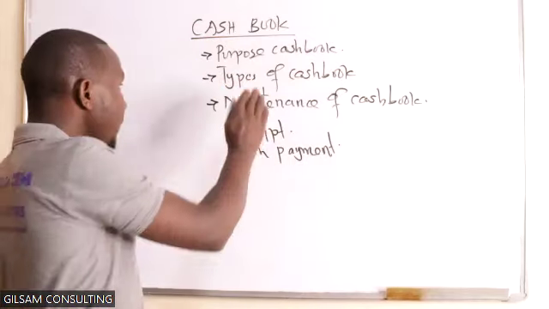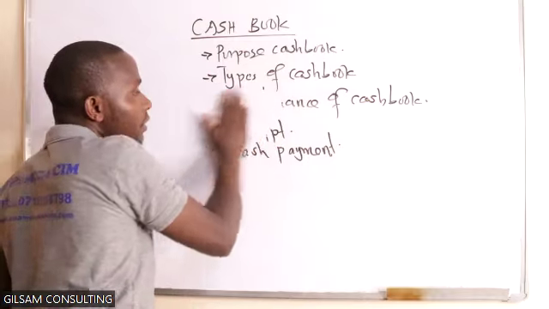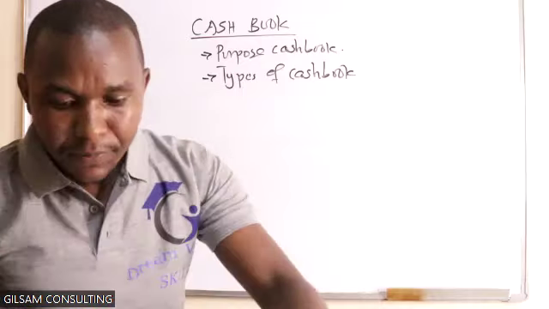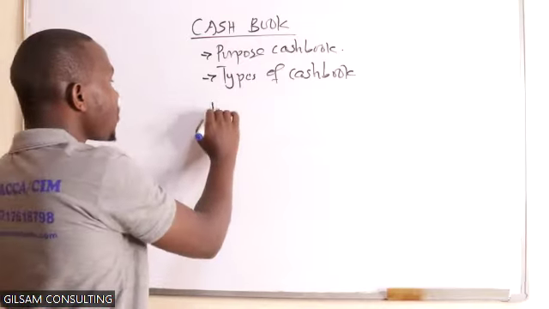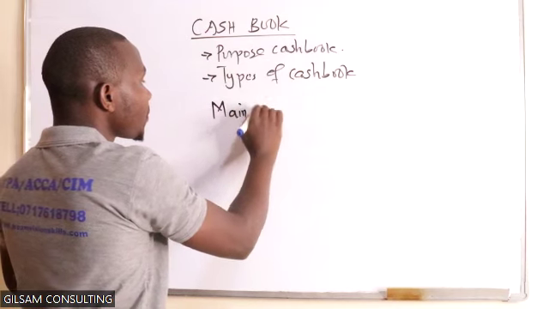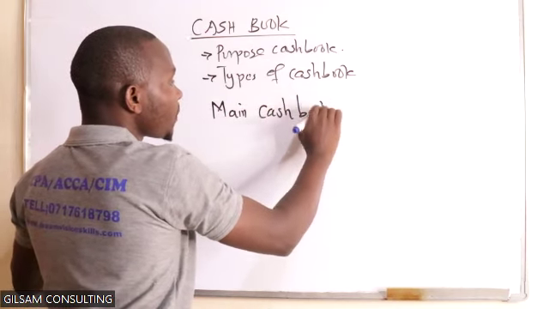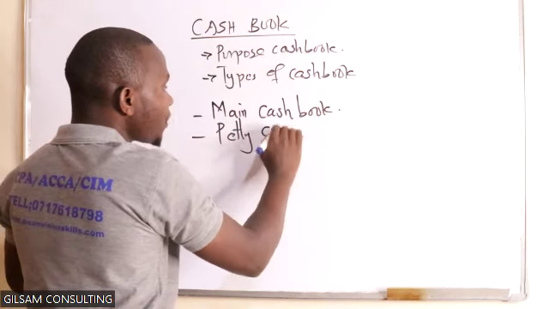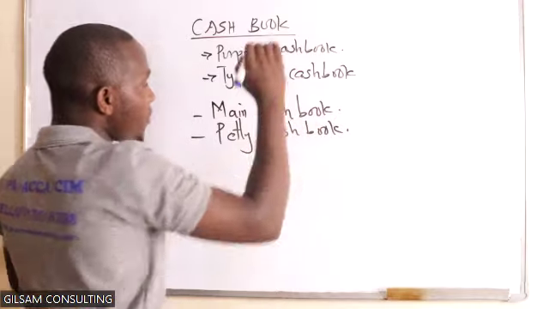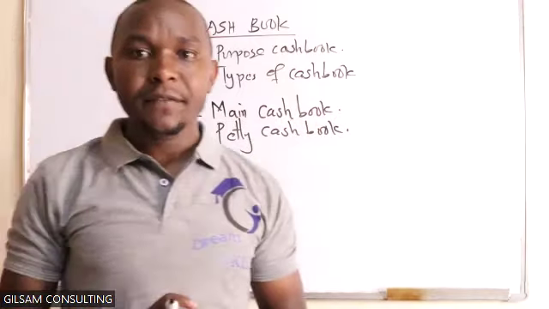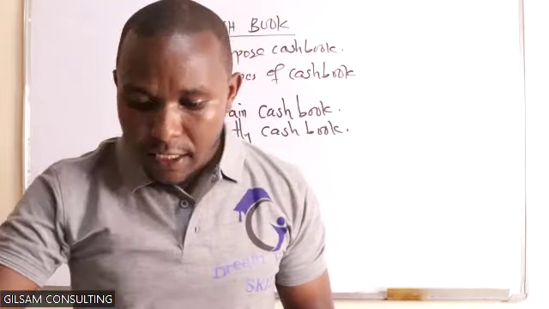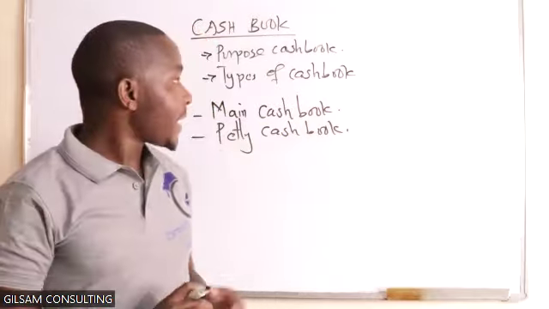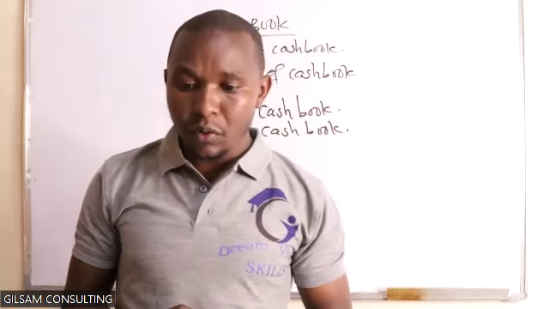And we have now to look at the types of cash book. The types of cash book we have: the main cash book, and then we have the petty cash book. So let's start with the main cash book. We write something on the main cash book.